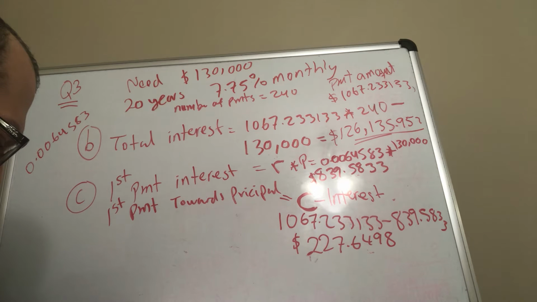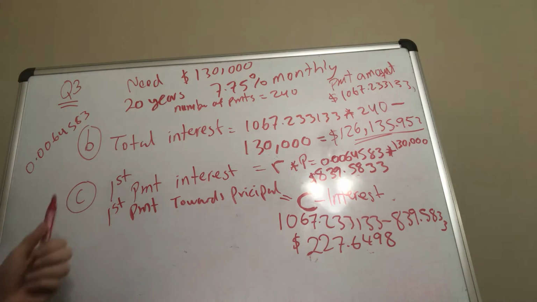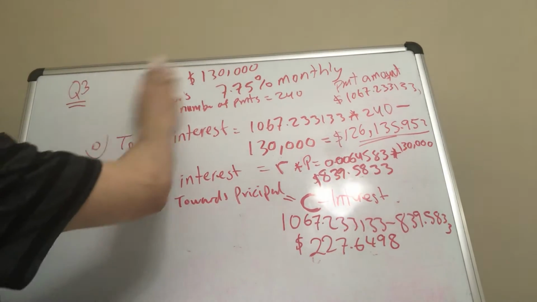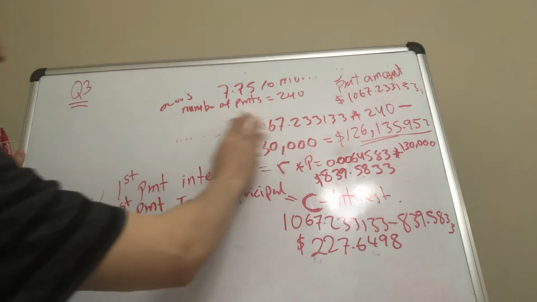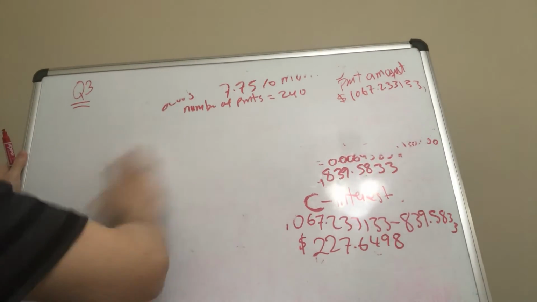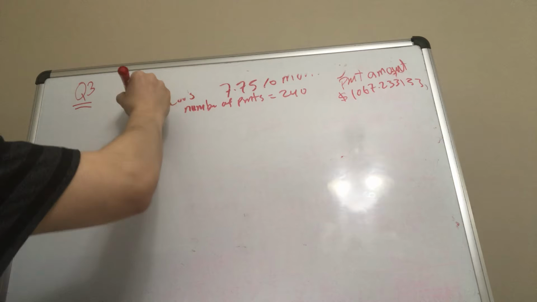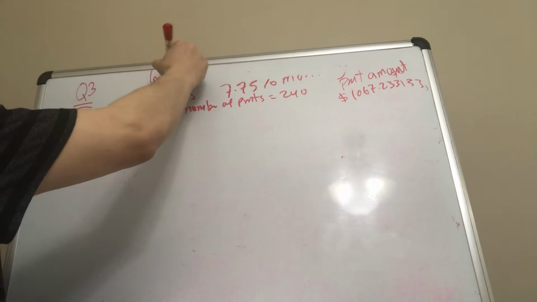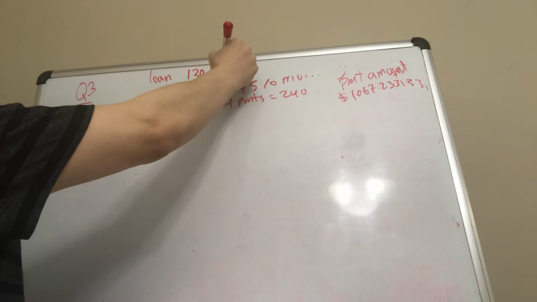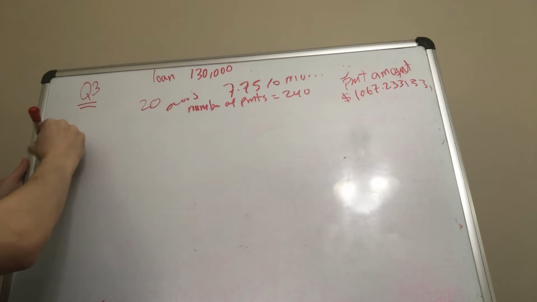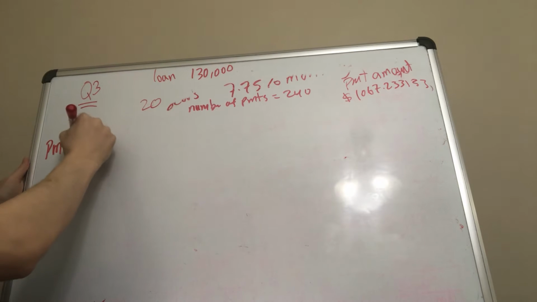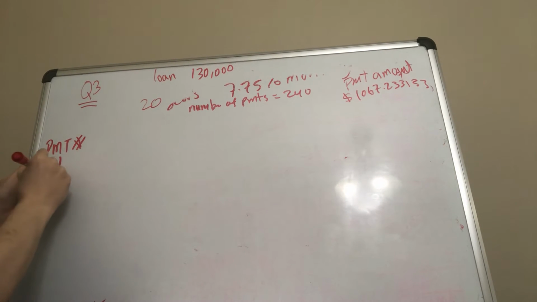Use Excel to construct the amortization table for the first 3 payments and print out the table with your name and ID. You can also do this by hand. We'll do it by hand. So we're going to do it for the first 3 payments. 20 years, loan is 130,000. So, payment number, we're going to do it for the first 3.